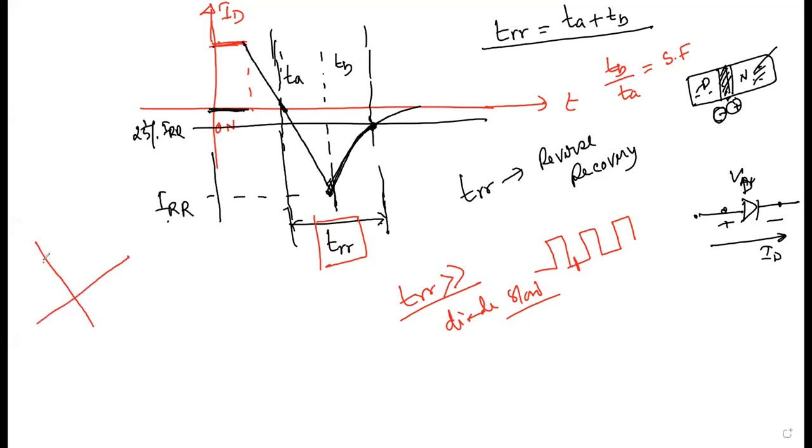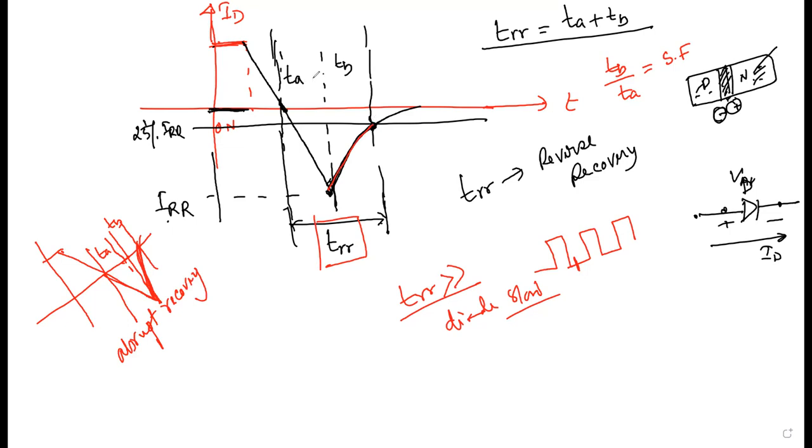Just follow me. It has gone to here, but it is going very quickly. So your TA is larger than your TB. If the softness factor is low, then it goes very quickly to the reverse recovery. This reverse recovery characteristic is known as the abrupt recovery, quick recovery. And this is known as the slow recovery.